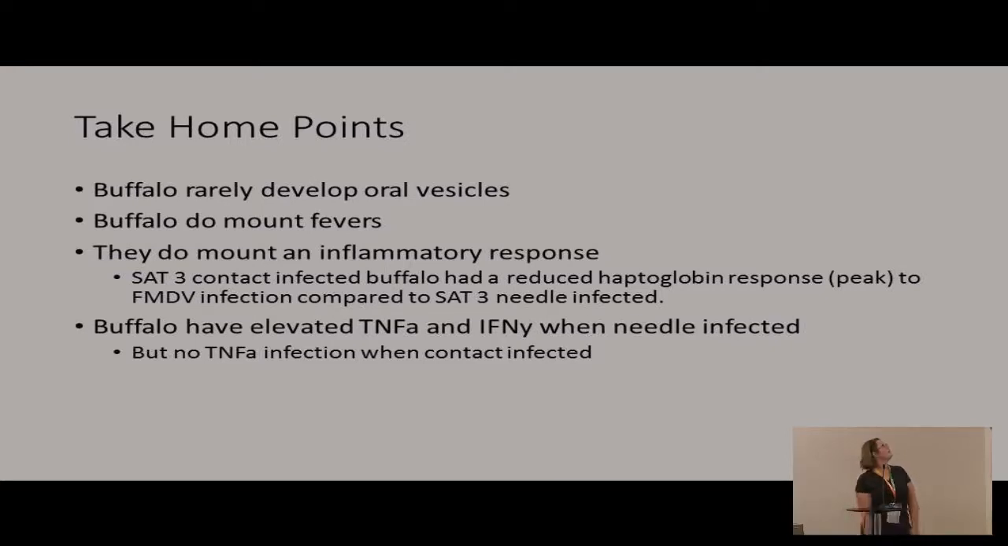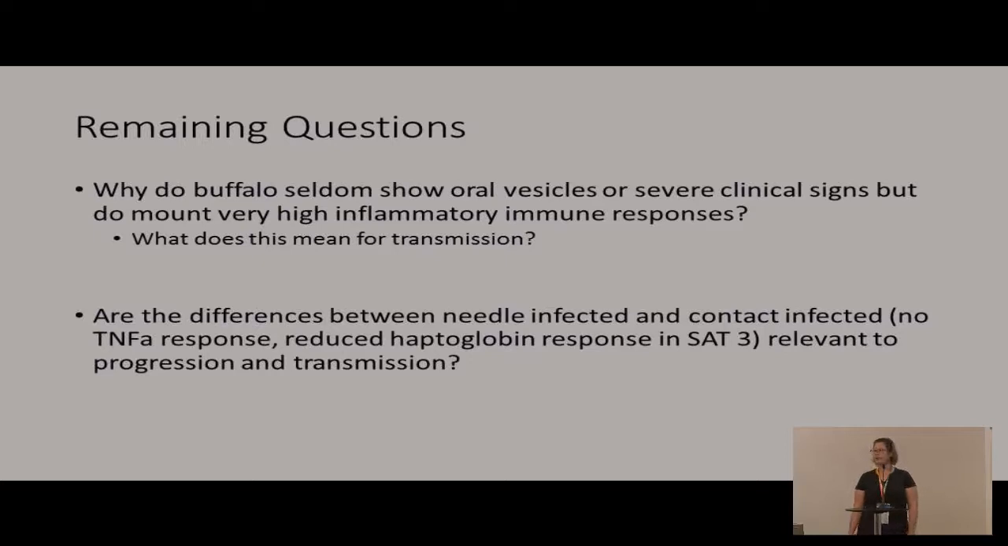So what are the remaining questions? Of course, there's a lot, because there always are. The top one is what I just said. Why does this happen in buffalo? Why do they mount these acute phase responses and these fevers but don't develop oral vesicles? And what does this mean for transmission? Since obviously some transmission is linked to clinical sign development, what does this mean for buffalo? And then those few differences I noted in needle and contact infected in TNF-alpha and haptoglobin for SAT3, is that relevant to anything, or is it just happenstance and doesn't mean anything in this situation? We don't know.